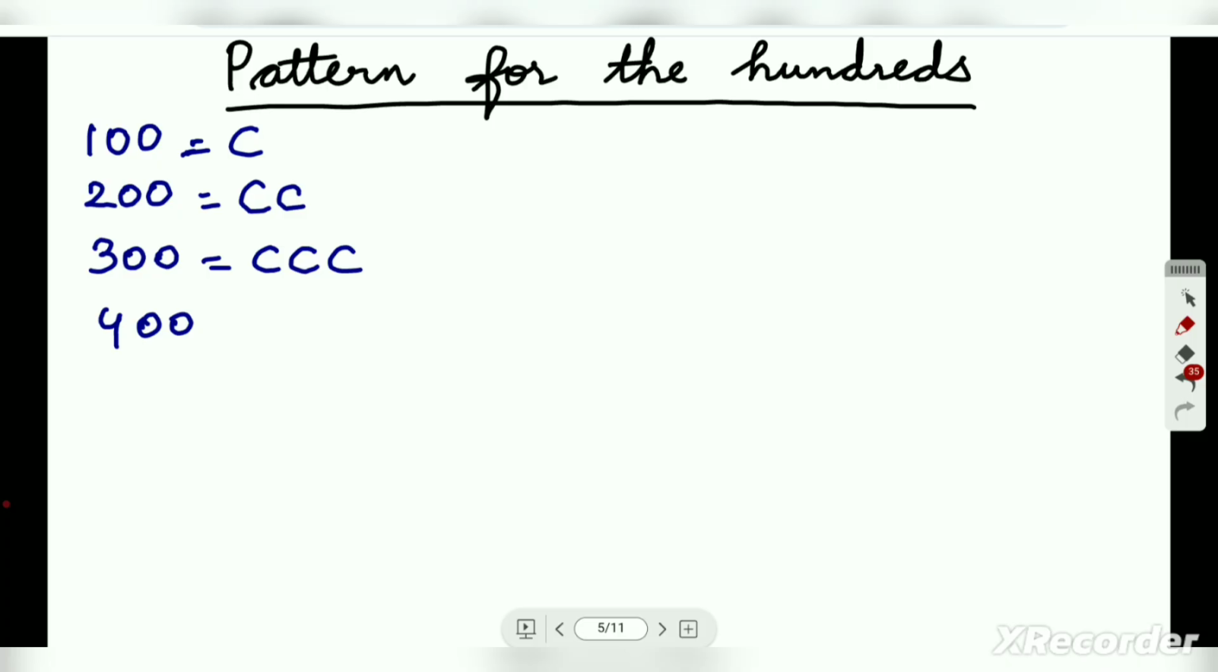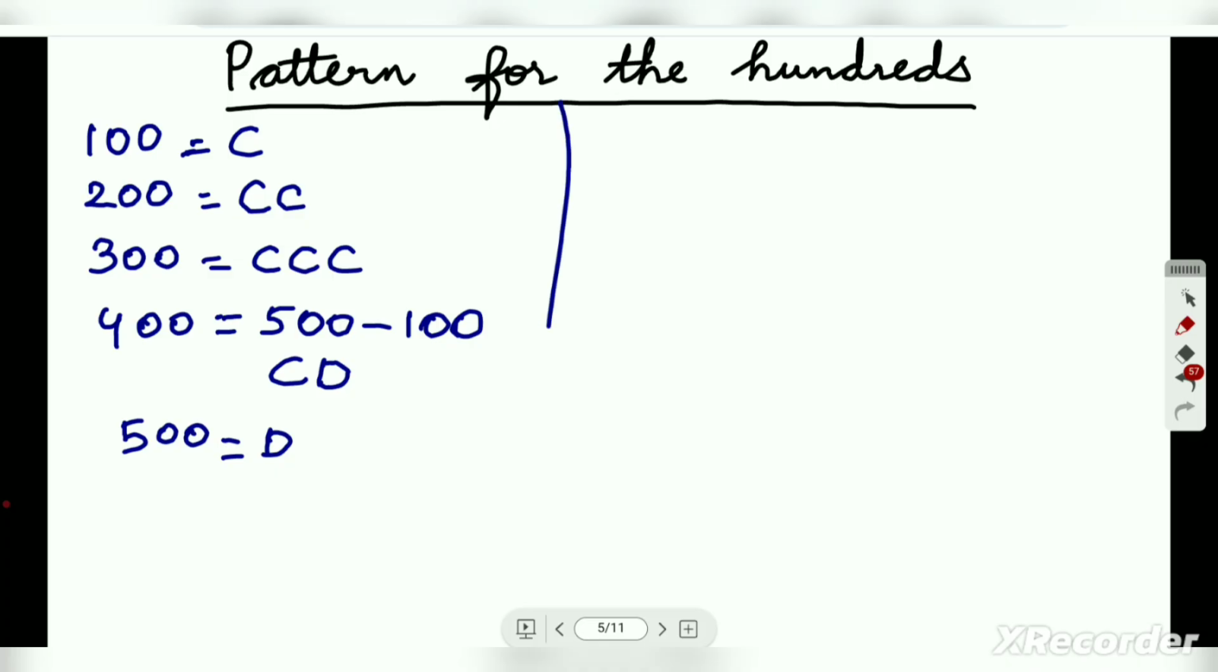So what is 500? 500 is D. Then 400 is 500 minus 100. That is CD. Because you are subtracting, you are placing the smaller numeral before the bigger numeral. That is the rule. So you got 400.